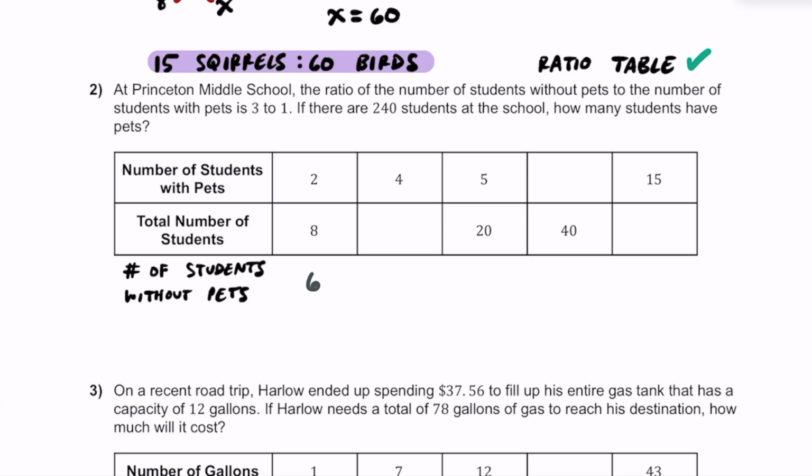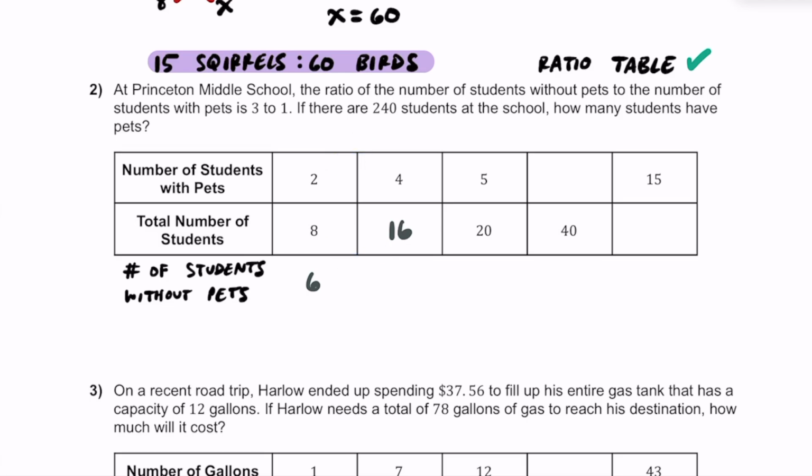Okay. Then what about this blank over here? Well, if you take this 2 and you multiply by 4, you get 8. So if you multiply this 4 by 4, you're going to get 16 here. That hopefully makes sense just because you can see here if you double this 2 to get 4 as well, you can double 8 to get 16.